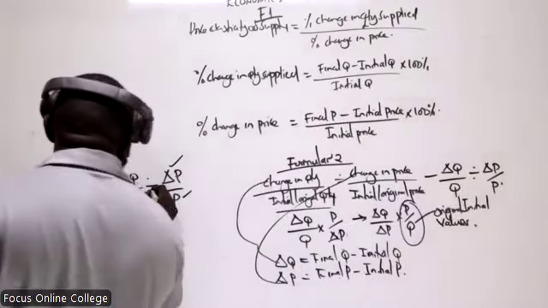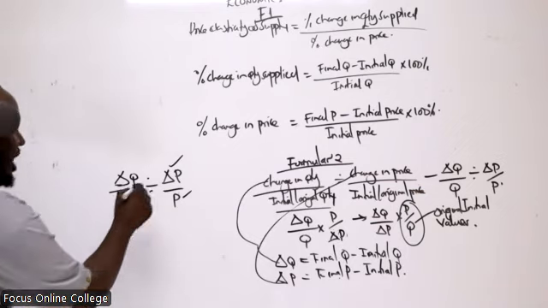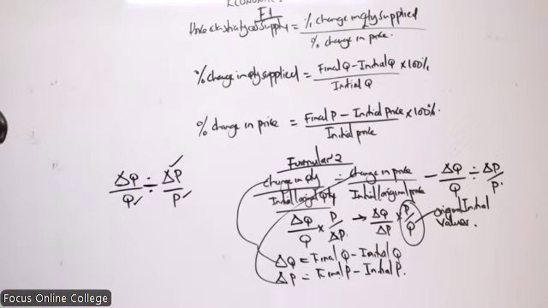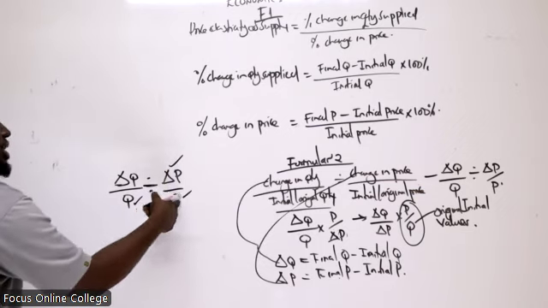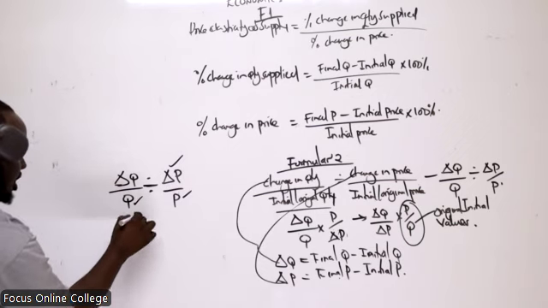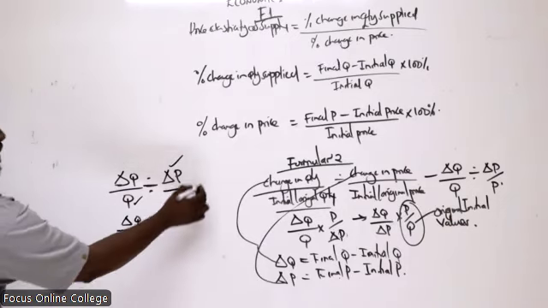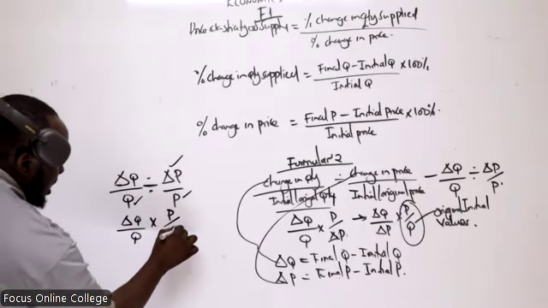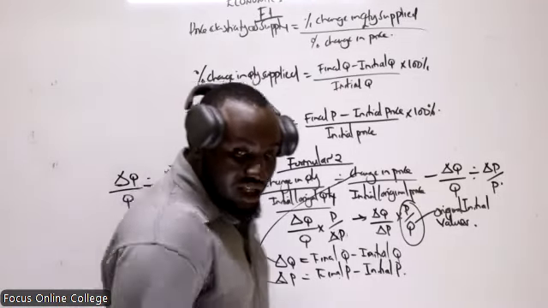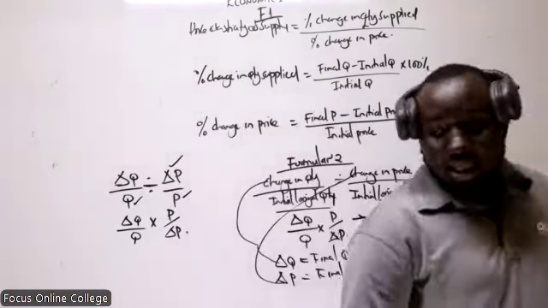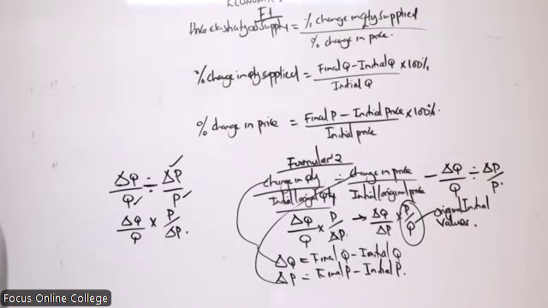So if I have division, I can introduce multiplication. If I have division in between, I can introduce multiplication. And if I introduce multiplication, what happens? We interchange. So when I have change in Q over Q, and I introduce multiplication, it comes up, so we have P over change in P. Understood? If that is understood, kindly give me yes.